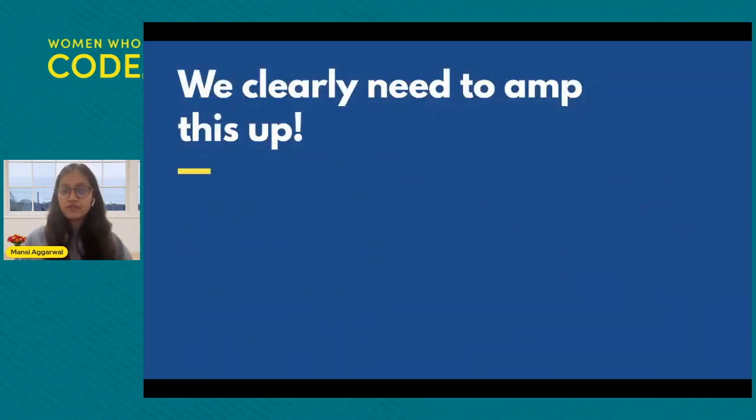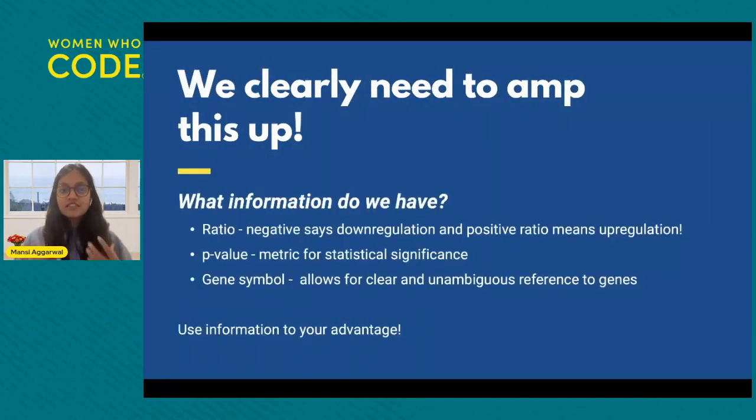We clearly need to amp this up. Let's focus on what information we have. We had information called ratio. Negative means down, positive means up. P-value is a metric for statistical significance, and a p-value of less than 0.05 is important to me. Gene symbol allows for clear and unambiguous reference to genes.